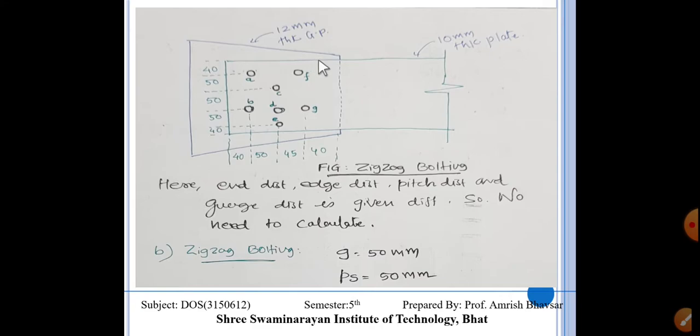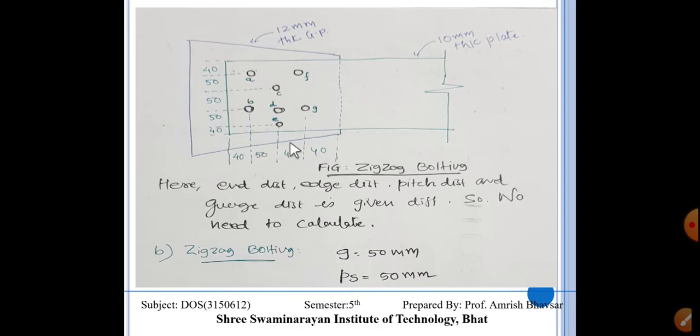So this section is for the zigzag bolting. Here end distance and edge distance, pitch distance and the gauge distance is given. It is put over here. This is end distance, gauge distance, gauge distance, gauge distance. This is again end distance. This is end distance, pitch distance, pitch distance and end distance.